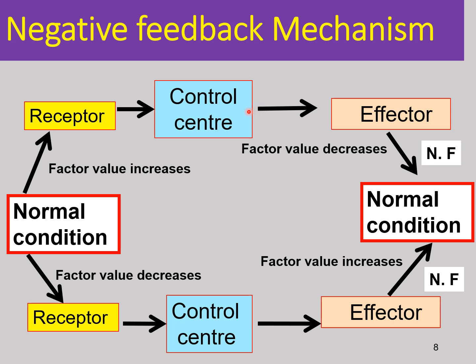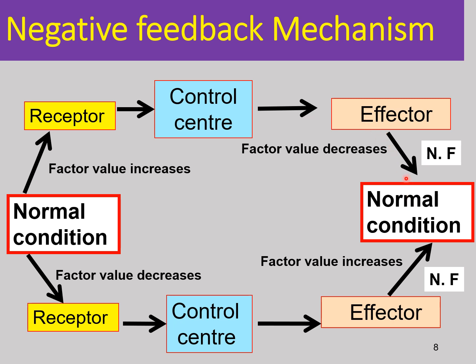So the brain will send an impulse to the effectors. What is the effector in this case? The effector is the muscle or gland that responds. In this case, it's a gland, the sweat gland. So the sweat gland will start to secrete sweat onto the surface of the skin, and when the sweat absorbs the heat and then evaporates, the body will cool down. So this will bring the value of the temperature back to normal, and that's called negative feedback because the increase in temperature has been taken away. It has been reduced back to normal.